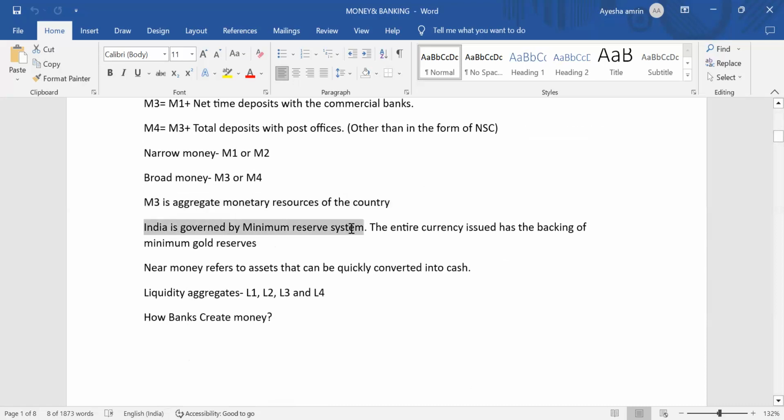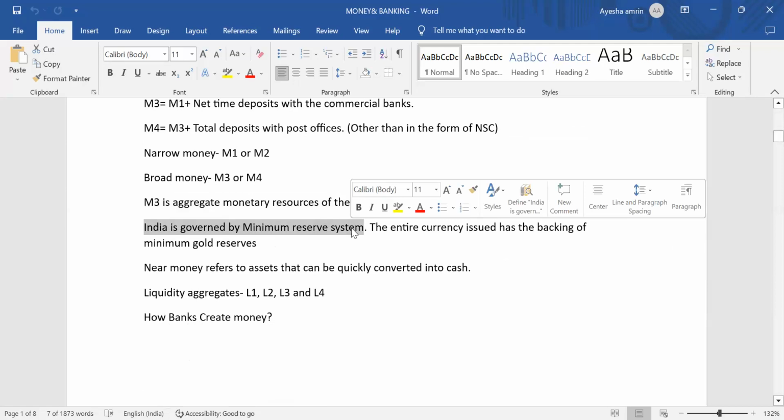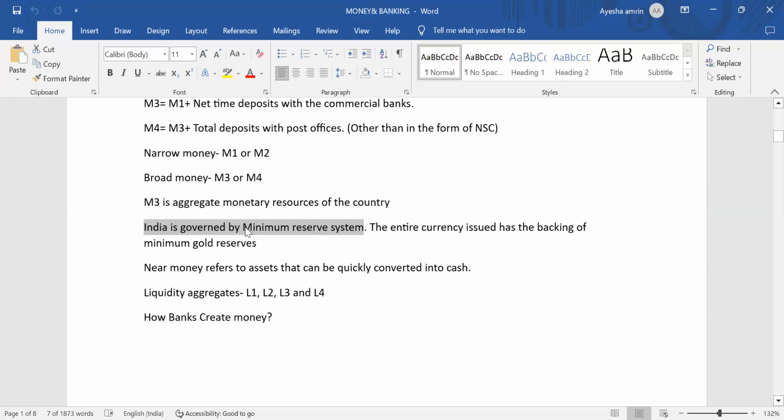And India is governed by the minimum reserve system. Make a note of that. The entire currency is backed by minimal gold reserves. And near money refers to all the assets that can be quickly converted into cash. That means liquidity. Our country has more of the liquidity positions as well. So India is governed by the minimum reserve system.